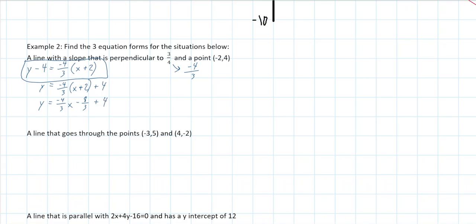Oh, this is very similar to the last one. Not quite the same, but similar. And then we're going to put the 4 in with the common denominator of 3.